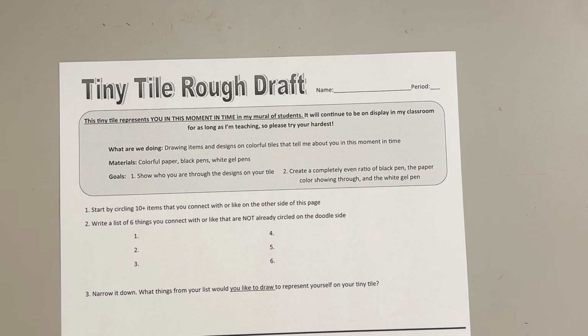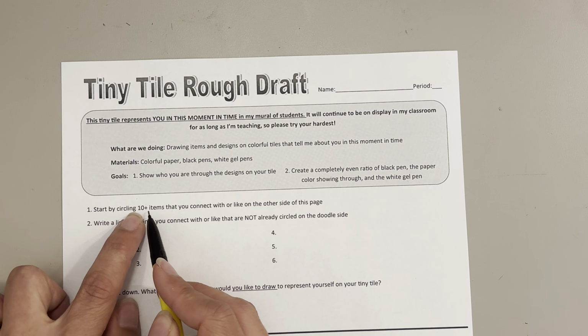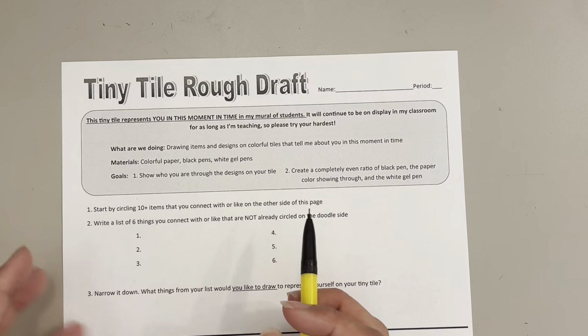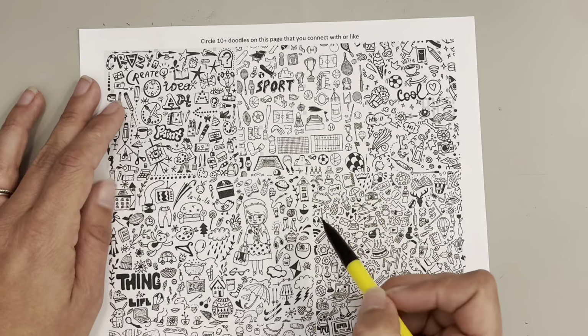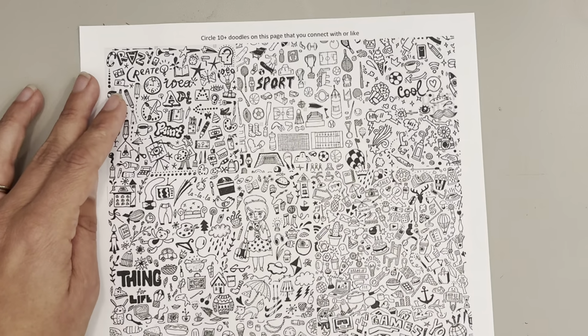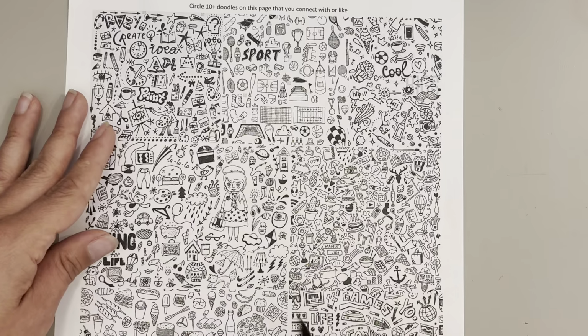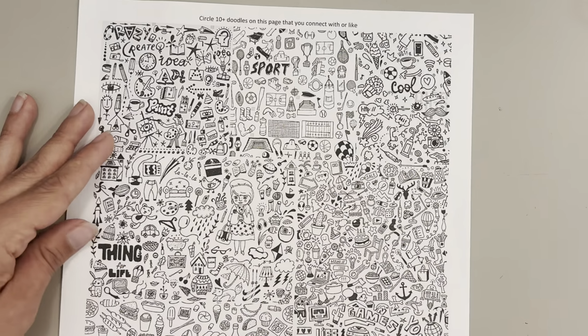Now for today's activity, we are going to start just on the brainstorm. So step number 1 says start by circling 10 or more items that you connect with or like on the other side of this page. So let's go ahead and take a look, and you can see there's all different kinds of sections. There's food, there's outdoors, there's online stuff, there's sports activities, there's just random little doodles.